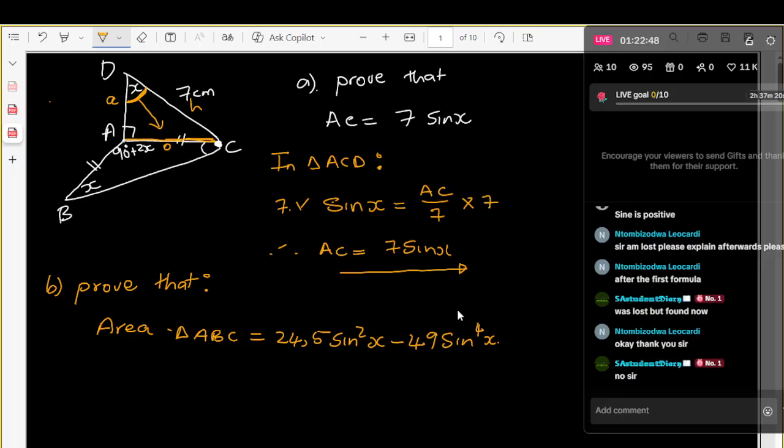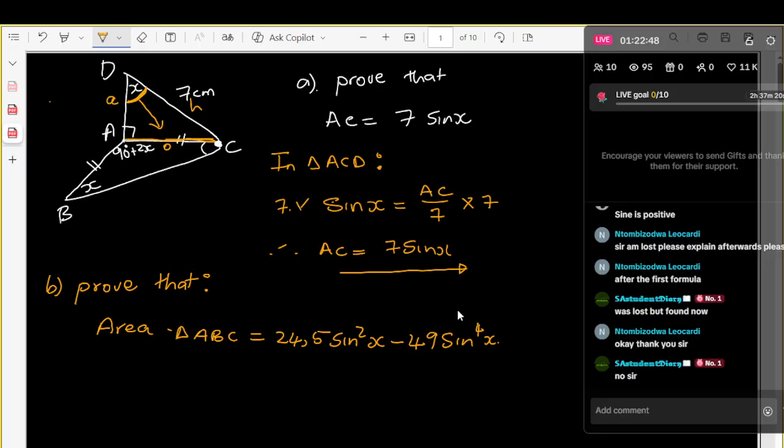Look at this. We know that AC and AB are equal. So if AC was given as 7 sine x, then this side here will also be 7 sine x. We have two sides, so this will be my included angle. That's why it's going to be the small c multiplied by the small b. That's why I'm choosing that angle.